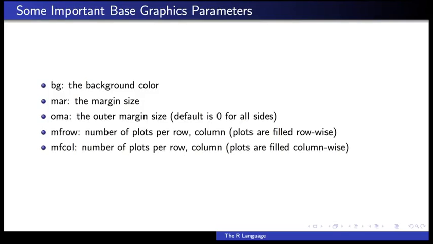So, for example, if you want to have more than one plot, so you have 2 plots or 4 plots or things like that on the canvas, you can set the mfrow and the mfcol options. The only difference between the two is that when you specify mfrow, the plots are filled in row-wise across the canvas, and when you specify mfcol, the plots are filled in column-wise, kind of down the canvas.